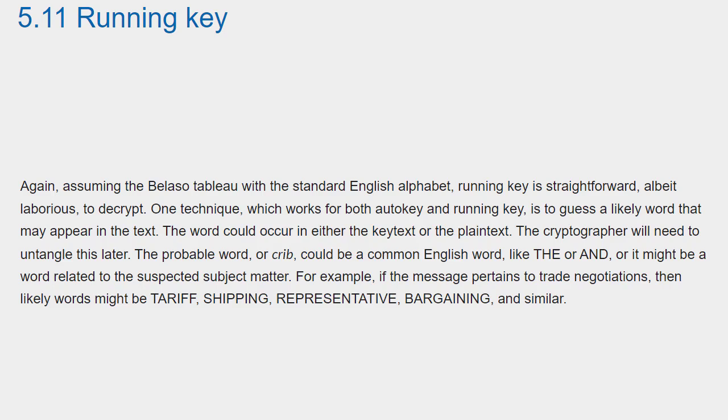One technique, which works for both auto key and running key, is to guess a likely word that may appear in the text. The word could occur in either the key text or the plain text. The cryptographer will need to untangle this later. The probable word, or crib, could be a common English word like "the" or "and," or it might be a word related to the suspected subject matter. For example, if the message pertains to trade negotiations, then likely words might be tariff, shipping, representative, bargaining, and similar.